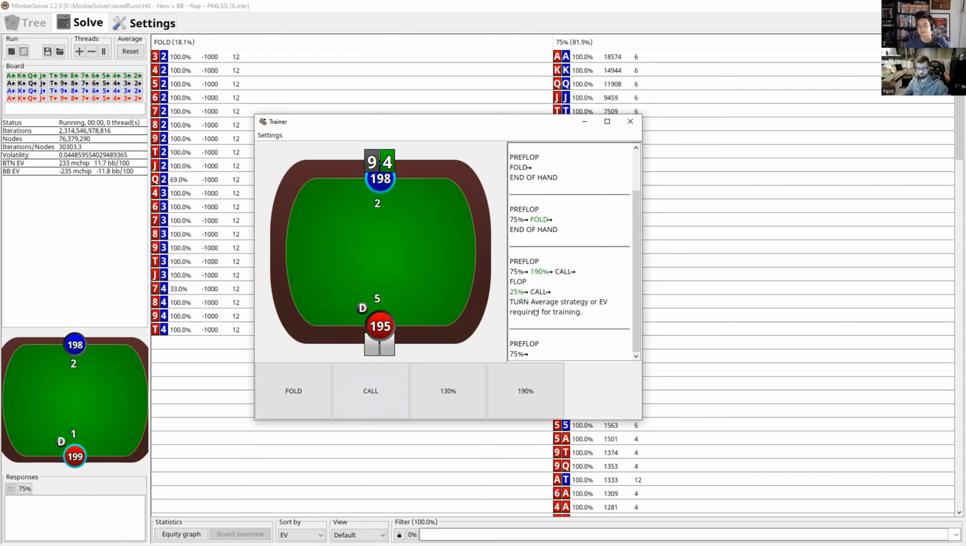Like you won't get the turn because average EV is required for further training, which is fine. The simulation won't get big enough. I would need like 3 or 4 terabytes of RAM to get a decent turn and river estimation, to get the full game tree.